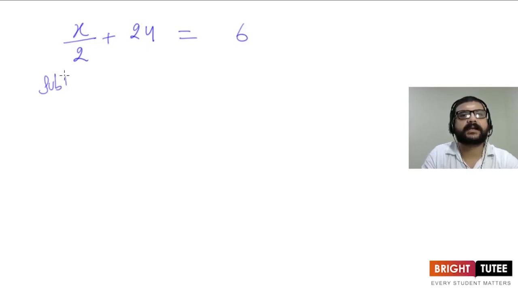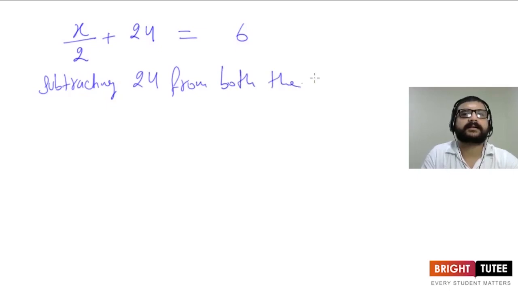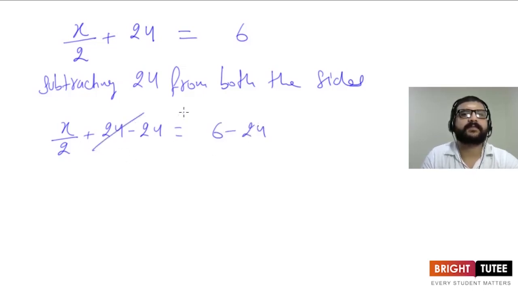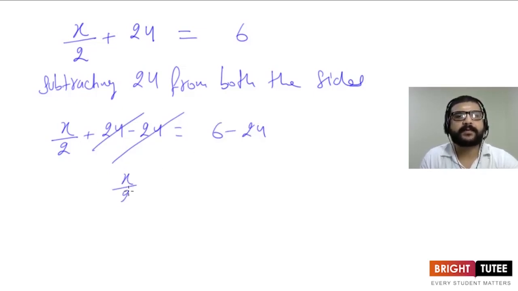So what we are doing? Subtracting 24 from both the sides. Now this gives us x upon 2 plus 24 minus 24 is equal to 6 minus 24. Plus 24 minus 24 will be cancelled out. Now we are left with x upon 2 is equal to 6 minus 24, which is minus of 18. Now here we are having x upon 2 is equal to minus 18.